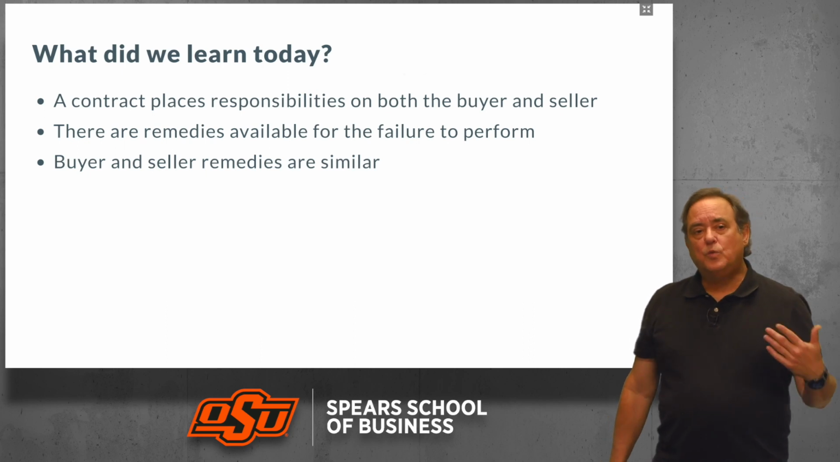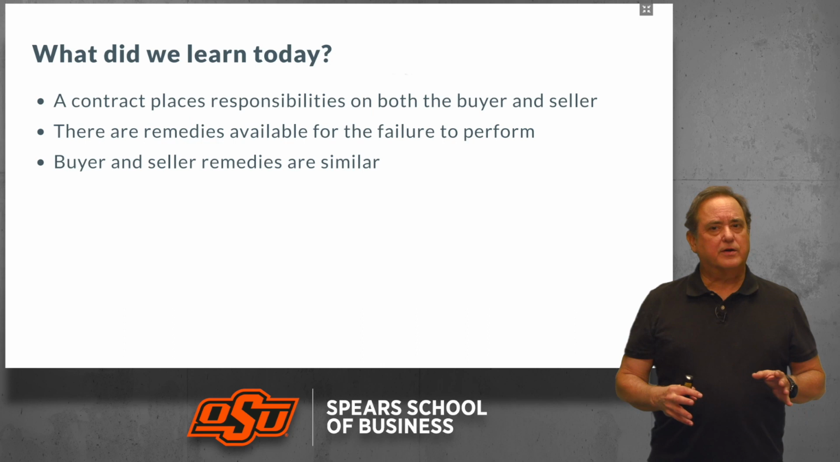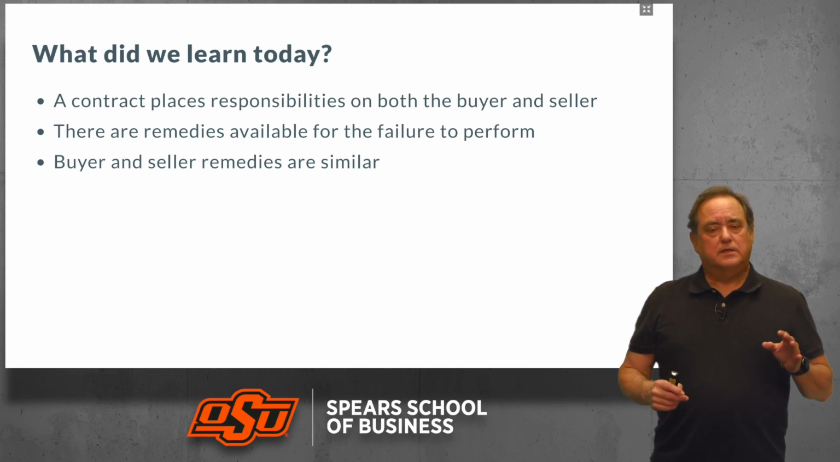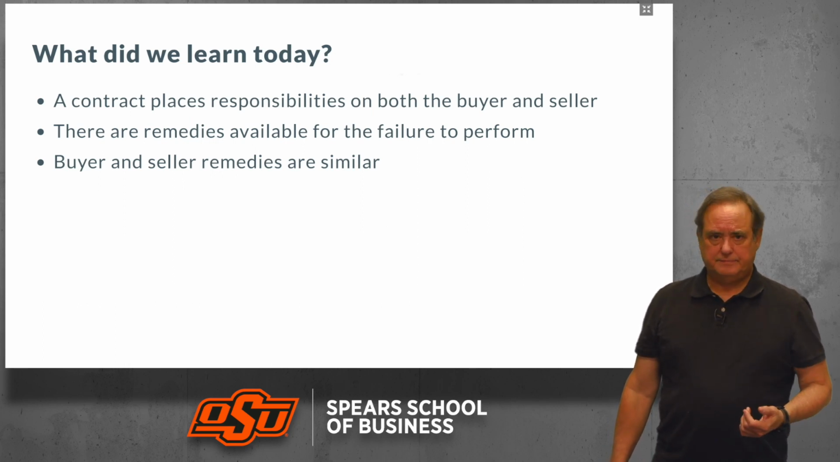So in conclusion, what did we learn today? A contract places responsibilities on both the buyer and the seller. There are remedies available for the failure to perform, and the buyer and seller remedies are similar.